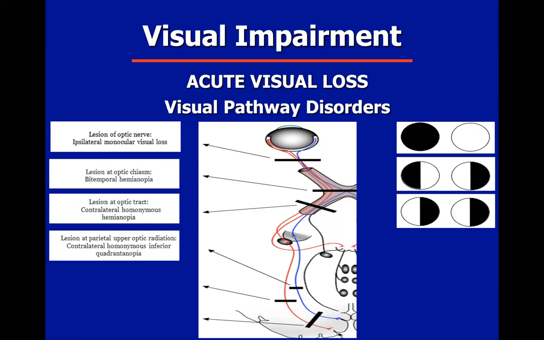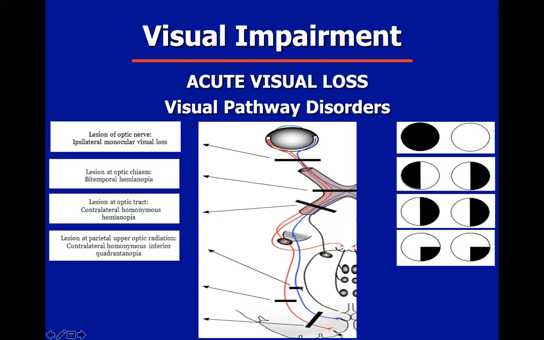And then your next is your parietal upper optic radiation. So you get what we refer to as inferior quadrantanopia. I like to call it a pie in the floor. This is what I refer to it as. So if you don't want to have a lot of big names, you can call it pie in the floor.